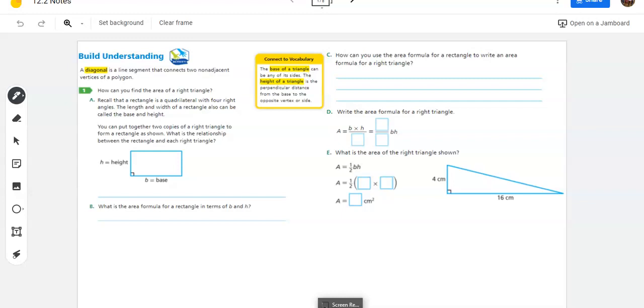There's a couple of things highlighted in yellow. Those mean that they are important to know because these are vocabulary. A diagonal is a line segment that connects two non-adjacent vertices of a polygon. So a diagonal goes like this or like this.